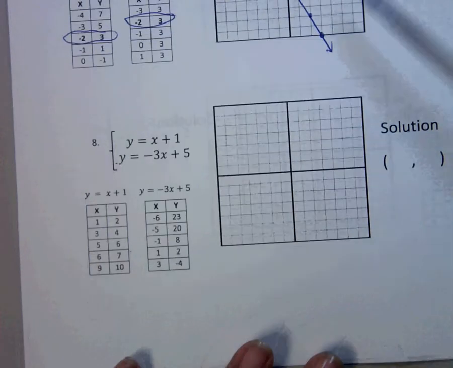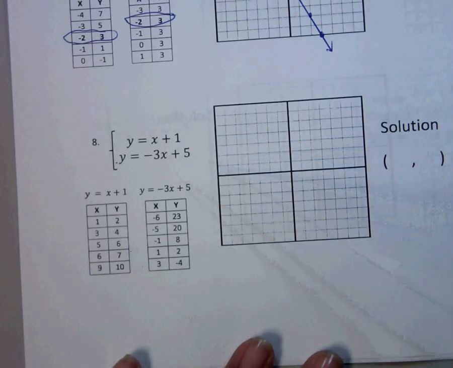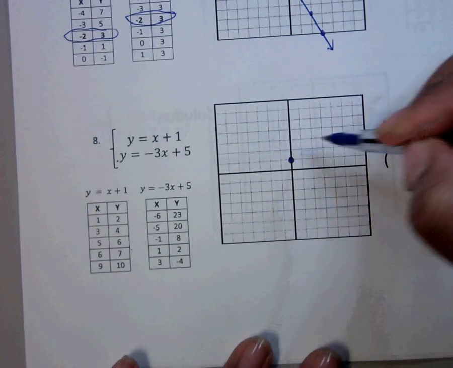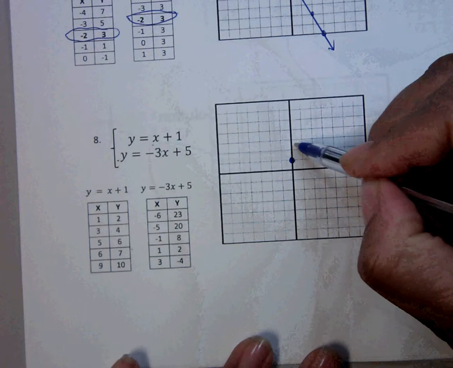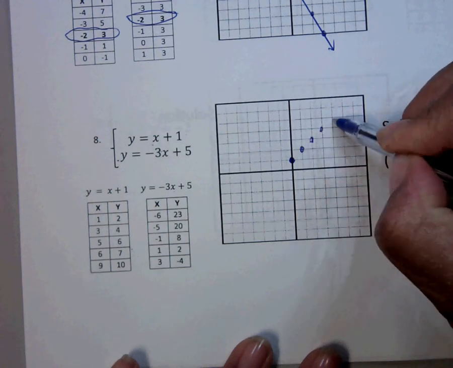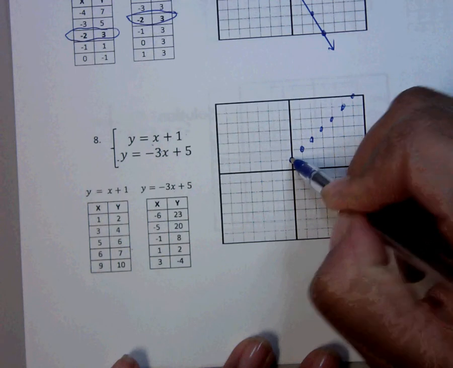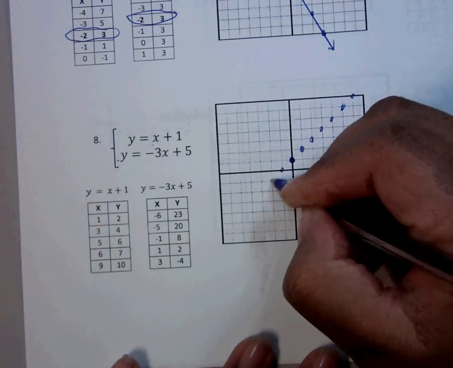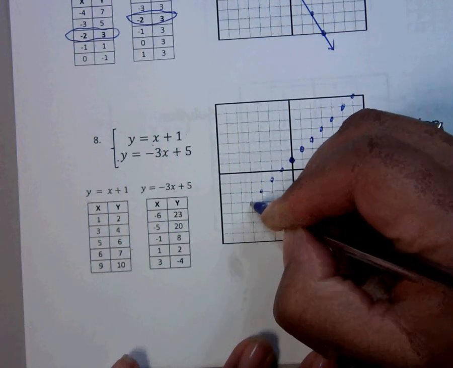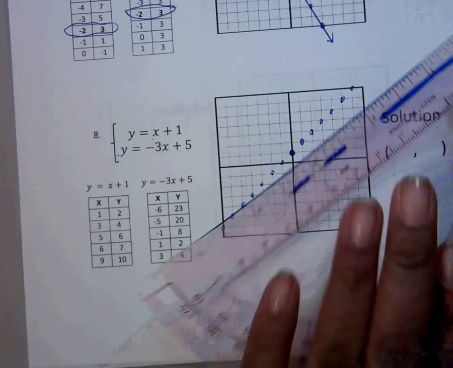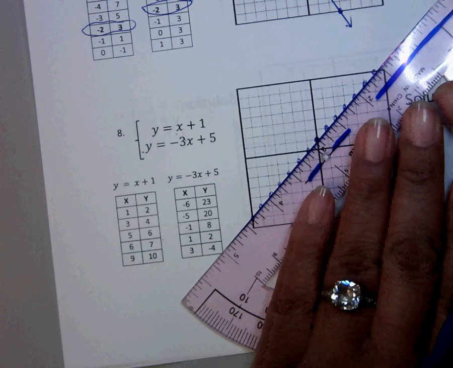Number 8. They are both solved for y. I'm ready to graph. Let's go to 1 on the y, and the slope is 1, so up 1 and over 1. To do the other side, do the opposite. Let's connect.